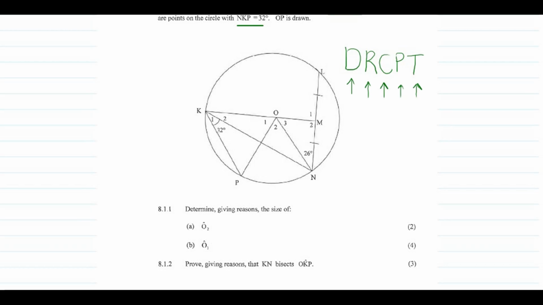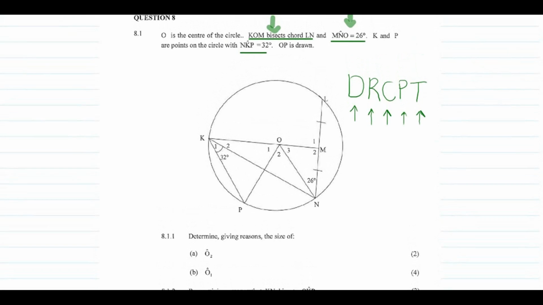If you can remember this acronym, then you can figure out the approach that you should use for a given question. Let's look at this question in particular. We do not have a diameter, but we do have a radius. Where are our radii? OK is a radius, OP is a radius, and ON is also a radius. In this question, we do not have a cyclic quadrilateral, we do not have parallel lines, and we do not have tangents.